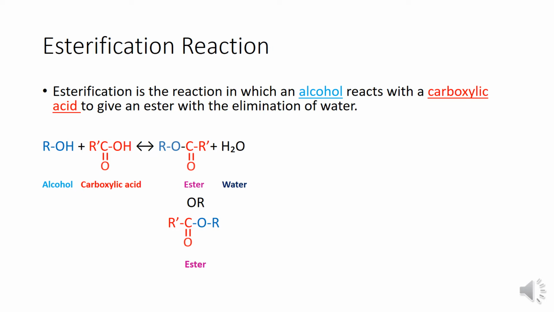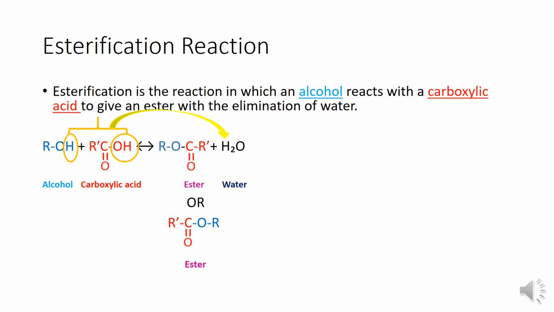How does the reaction occur? By taking hydrogen from the functional group of alcohol and the OH from the functional group of carboxylic acid to eliminate water and to form ester. Observe the structure of this ester. It consists of two parts.